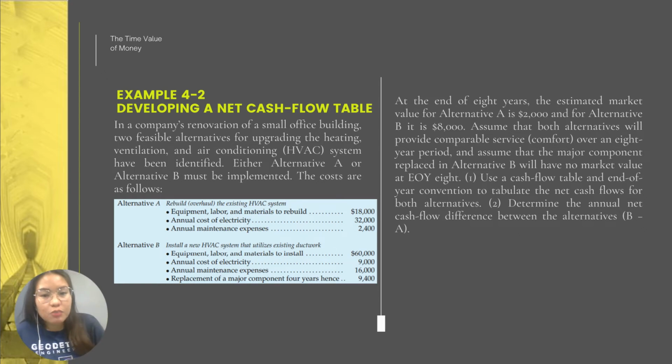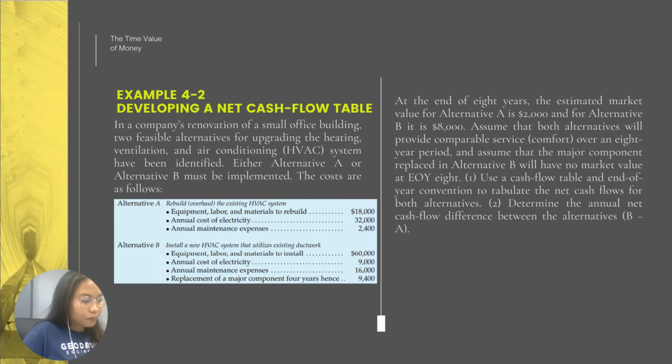In a company's renovation of a small office building, 2 feasible alternatives for upgrading the heating, ventilation, and air conditioning, or HVAC, system have been identified. Either alternative A or alternative B must be implemented. The costs are as follows. The figure on your screen shows the alternatives the company will choose from. For alternative A, we have 18K for equipment and labor, annual cost of electricity is 32, and maintenance is 24.